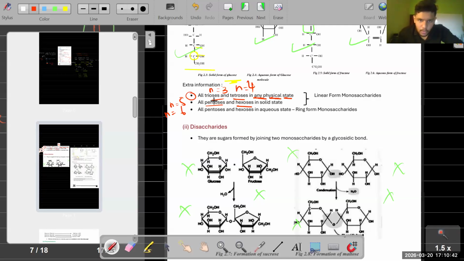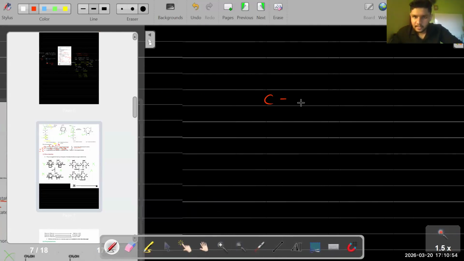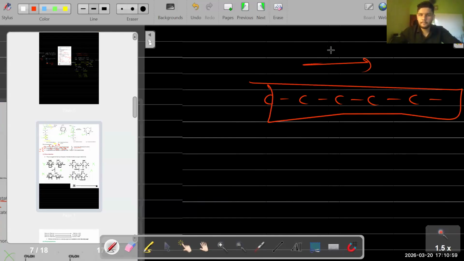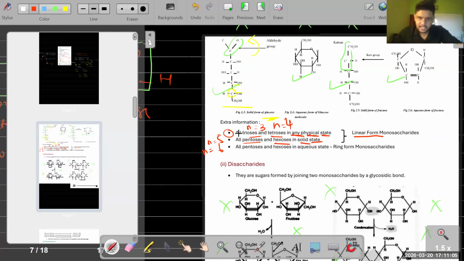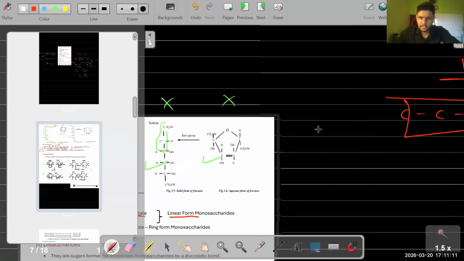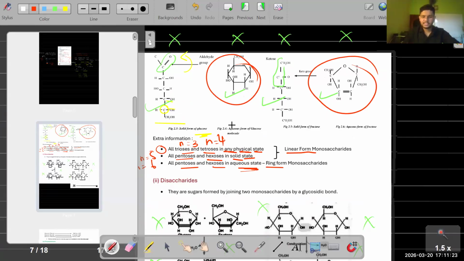6. Very good. All pentoses and hexoses in solid state are considered to be linear form. Now linear form means like this, writing compounds in this manner as a long chain. This is called a linear form, right? They're saying all trioses and tetroses in any physical state, all pentoses and hexoses in solid state are written as linear form monosaccharides, right? All pentoses and hexoses in aqueous state, which means in liquid form, are considered to be ring. Ring means like this. These are rings, right?